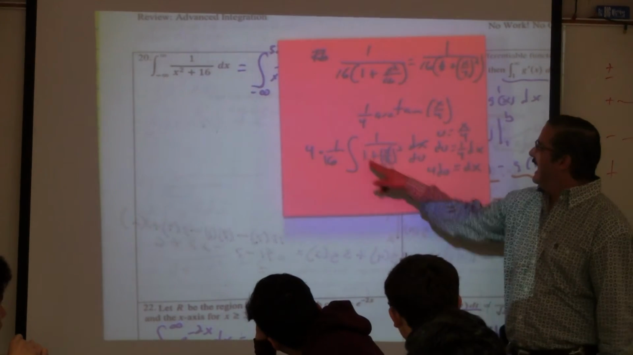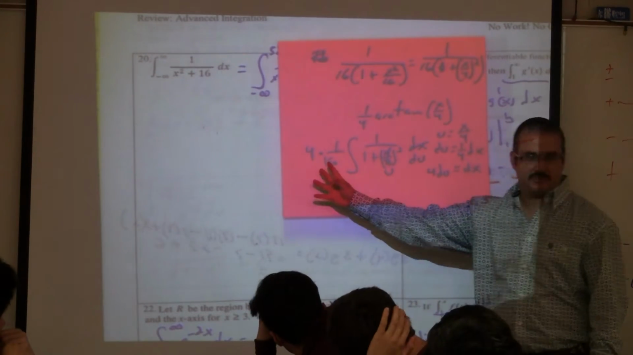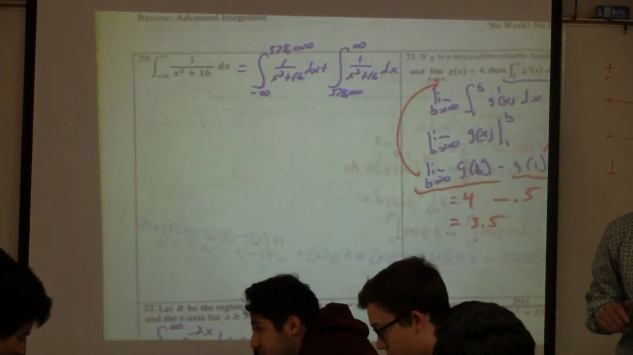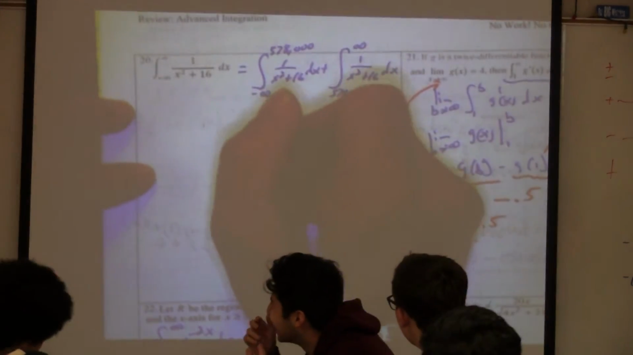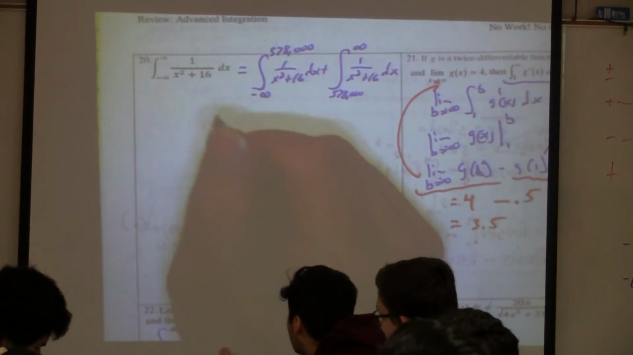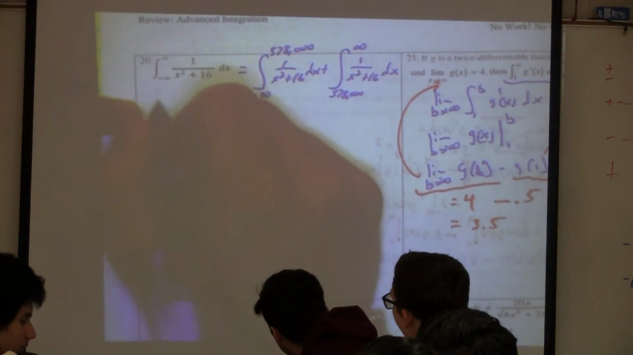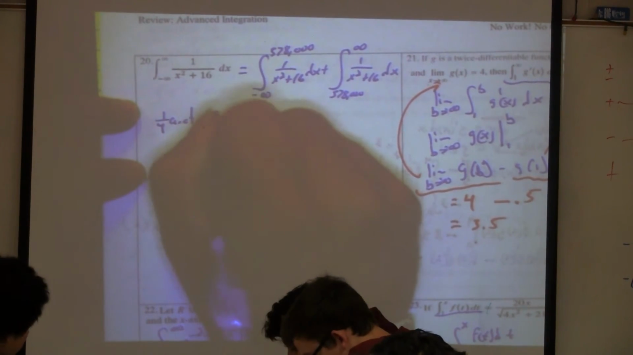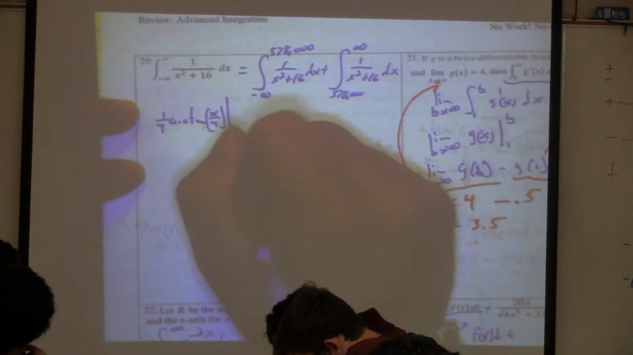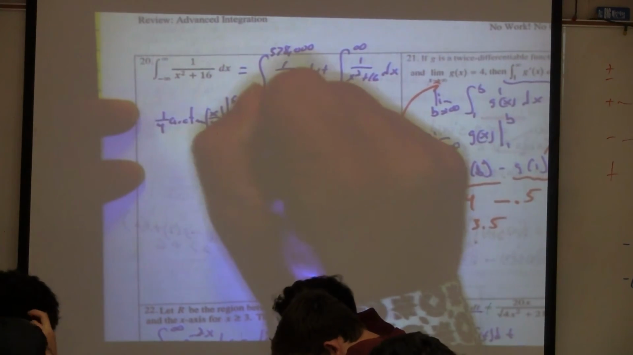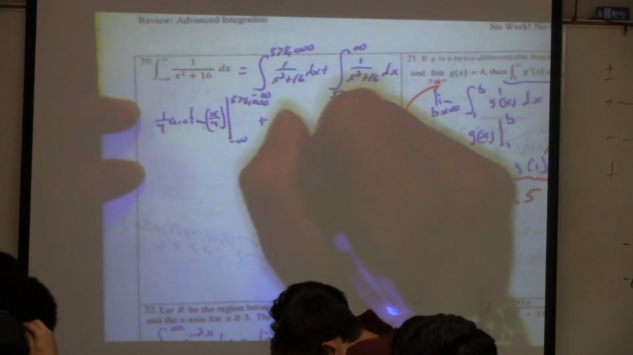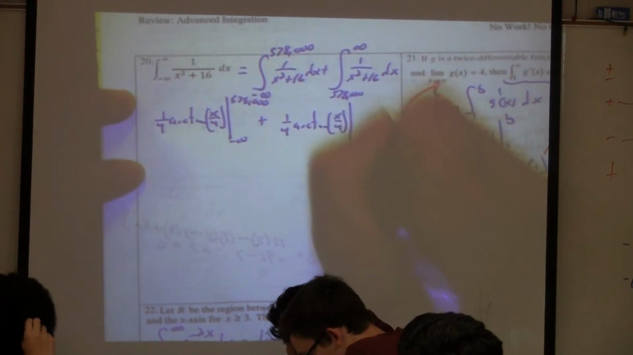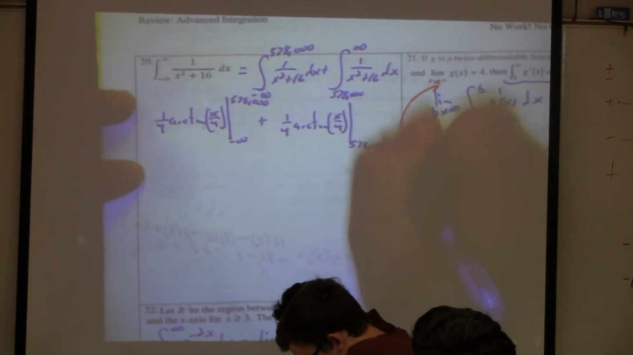And now the integral of that is arctangent times this, which is the 1/4. Arctangent of u. We're good? Alright, so here we go. You want to do him multiple choice style? Okay, cool. So we got 1/4 arctangent of x over 4 evaluated from negative infinity to 578,000 plus 1/4 arctangent of x over 4 evaluated from 578,000 to infinity.